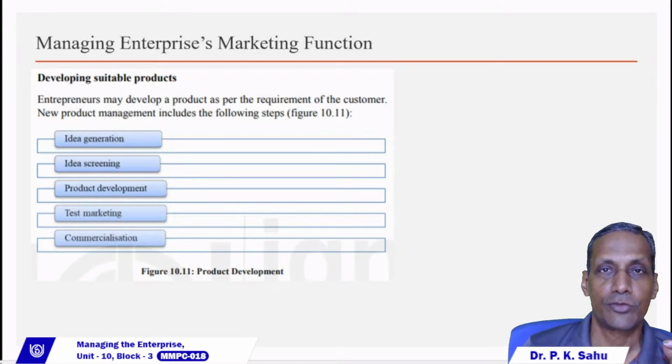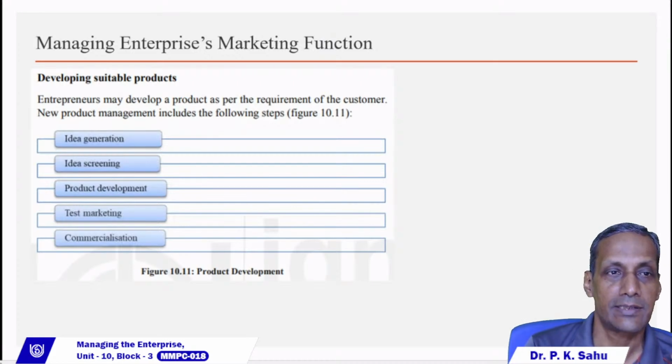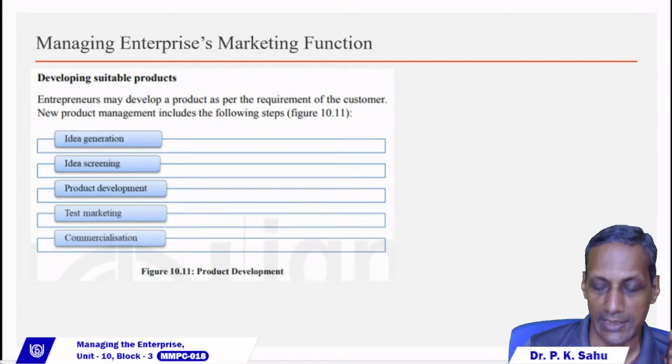Next is developing suitable products. Entrepreneurs may develop a product as per the requirement of the customer. New product management includes the steps of idea generation, idea screening, product development, test marketing, and commercialization.